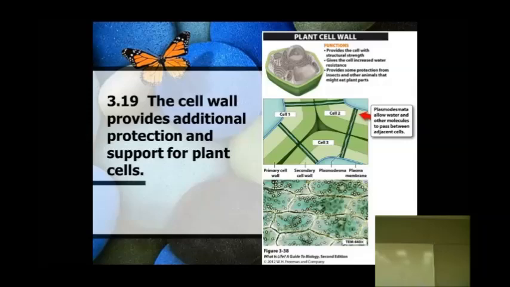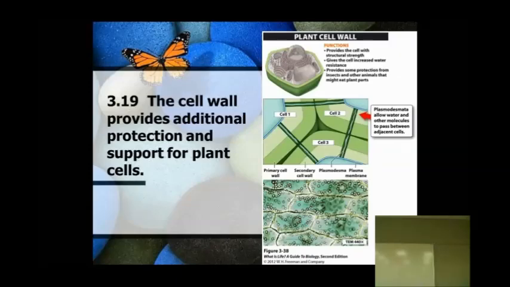So getting into some of the characteristics of plant cells that are different than animal cells. Obviously, we know that plants and animals are very different, and the reason is because of three pretty distinct organelles. The first of those is the cell wall, which provides additional protection and support for plant cells.